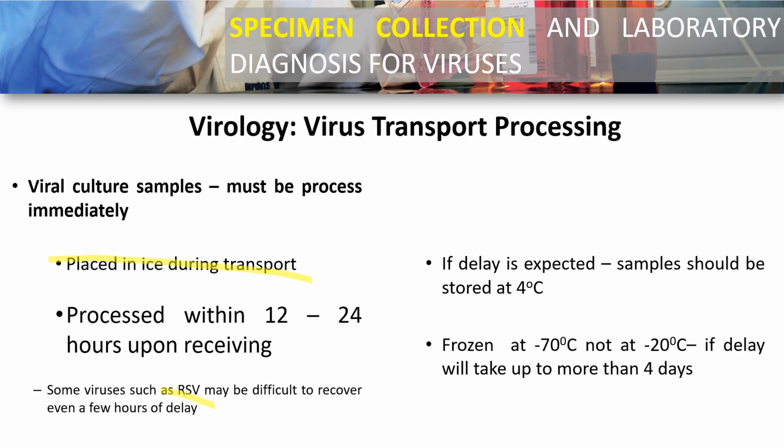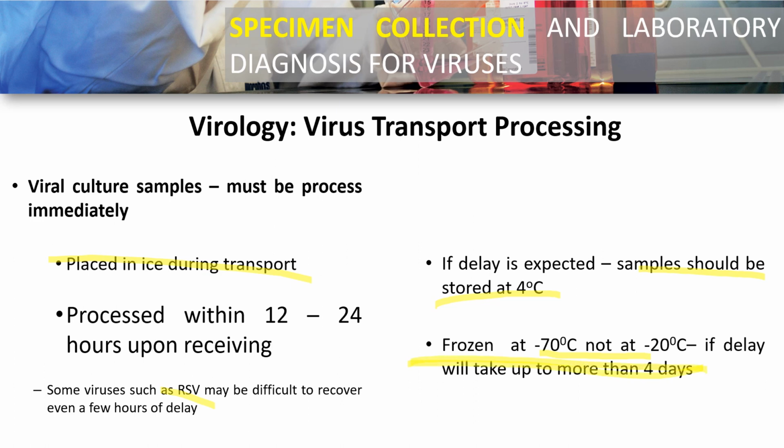RSV, class, saan ba siya common? RSV, respiratory syncytial virus, common siya with children. Okay? RSV, somewhat the same with your influenza, but common in children. So if delay is expected, the sample should be stored at 4 degrees Celsius. Pag frozen naman, class, negative 70, not at negative 20. Masyadong mababa ang negative 20. Okay? So this will be if the delay will take up to more than 4 days.